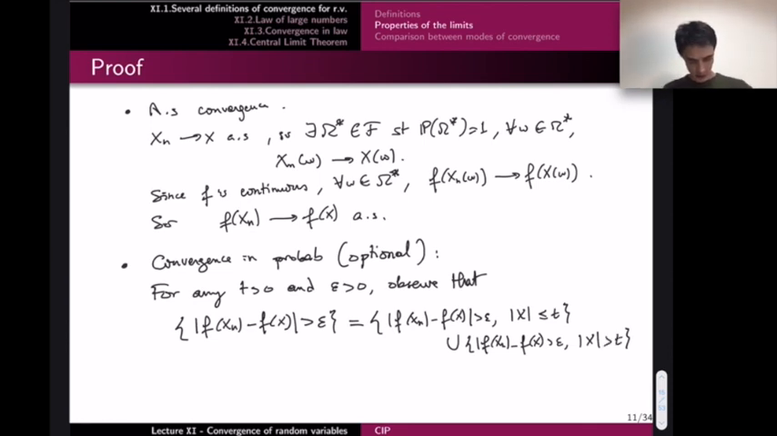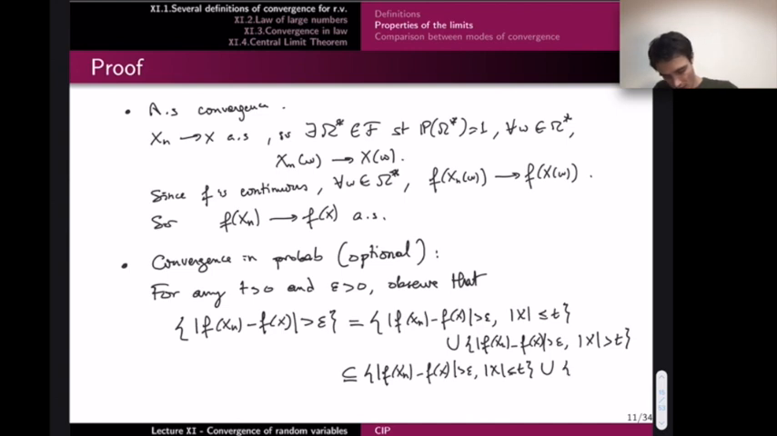Okay, and here I will now use an inclusion. I will get rid of this part here. I will only retain this one. So you will see why after. So this is |f(xn) - f(x)| greater than epsilon, and this I need to keep for now, smaller than t. And here I will only remember that |x| is greater than t. Okay, so of course this set here is bigger than this one.